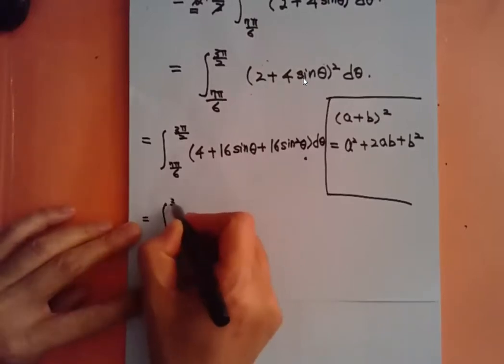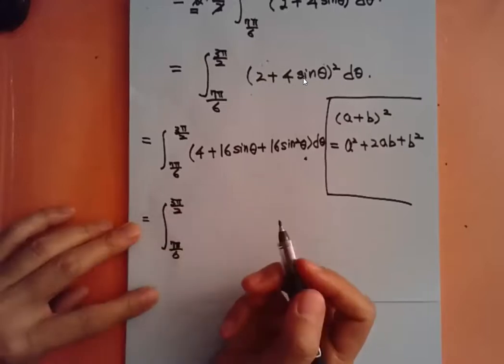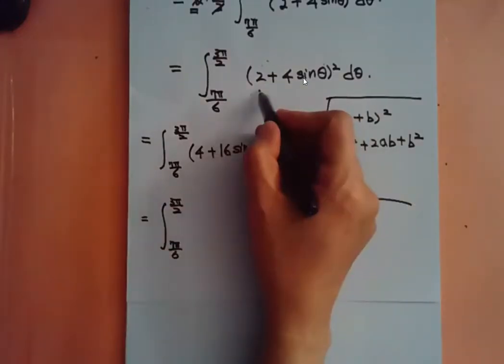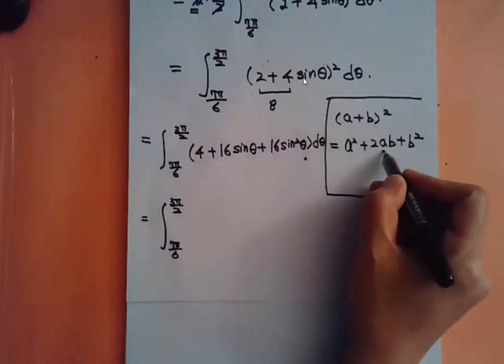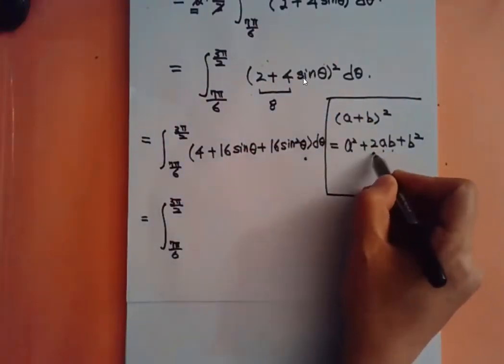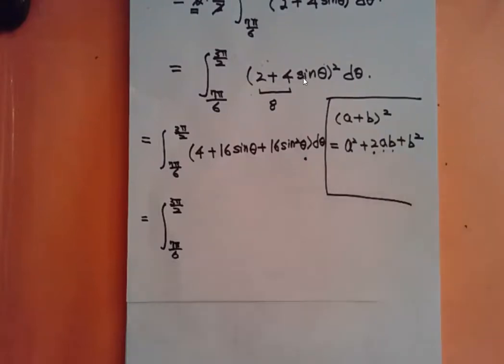Isn't the middle term 8 sine theta? This is 4 times 2, or am I wrong? Yeah, 4 times 2 is 8, right? But 4 times 2 times 2 is 16, right? Oh, never mind.